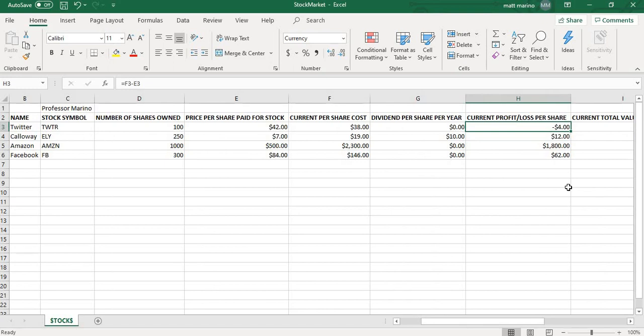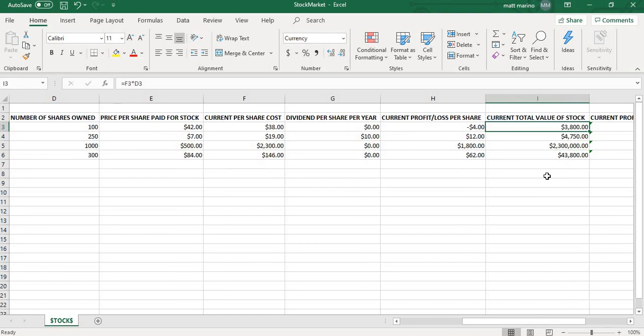You'll then notice in the next column our current profit loss per share. Did we lose money? Did we make money? You'll notice that this formula subtracts our price paid from our current per share cost. So you'll notice that the Twitter stock has gone down $4 a share, whereas all of our other stocks have gone up per share.